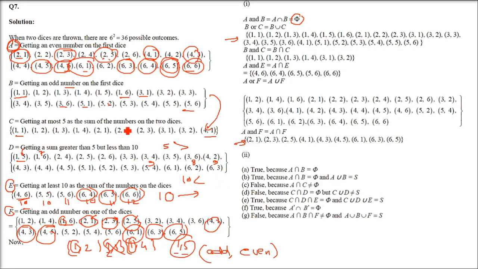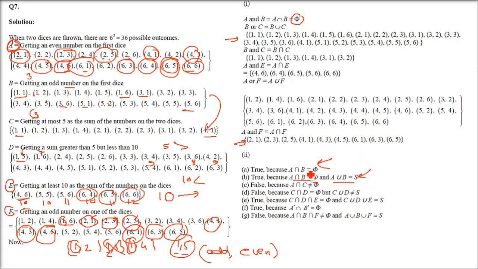Next is state true or false. A and B are mutually exclusive. So A intersection B, let us see. We have already done it, and it is coming as phi. When it is coming as phi, that means they are mutually exclusive. B: A and B are mutually exclusive and exhaustive events. This is also true. A intersection B is going to give you the null set, and when you combine them, the three rows, it is going to give you the sample space. Phi and S.